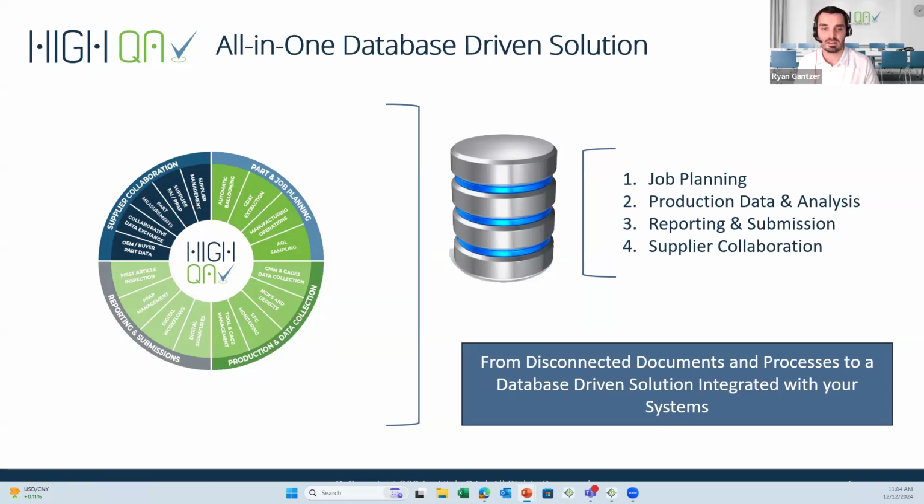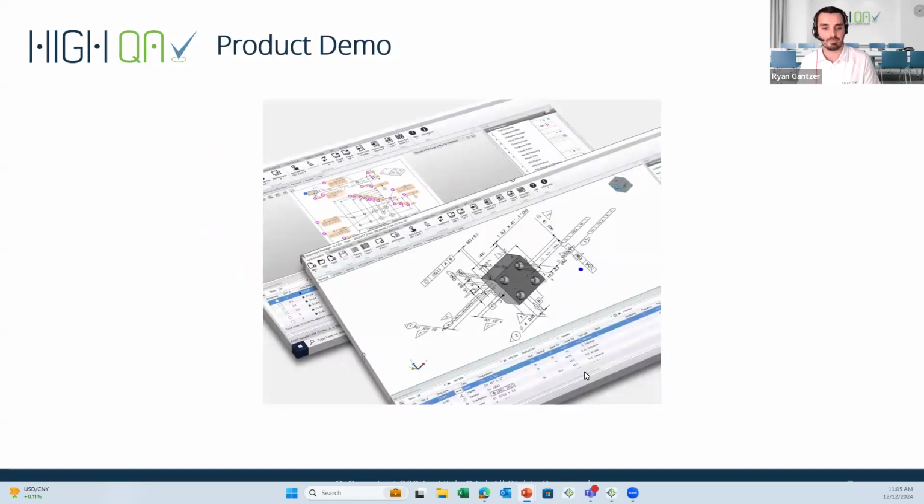So eliminating siloed areas of information, whether that's the quality department, the manufacturing operations department, everybody's doing their processes inside of the HiQA database, eliminating any interpretation inefficiencies. Also being database driven, once it's done, everything saves in real time to the database and can be retrieved at any point down the road. Okay, so now we're going to jump into the demonstration itself.